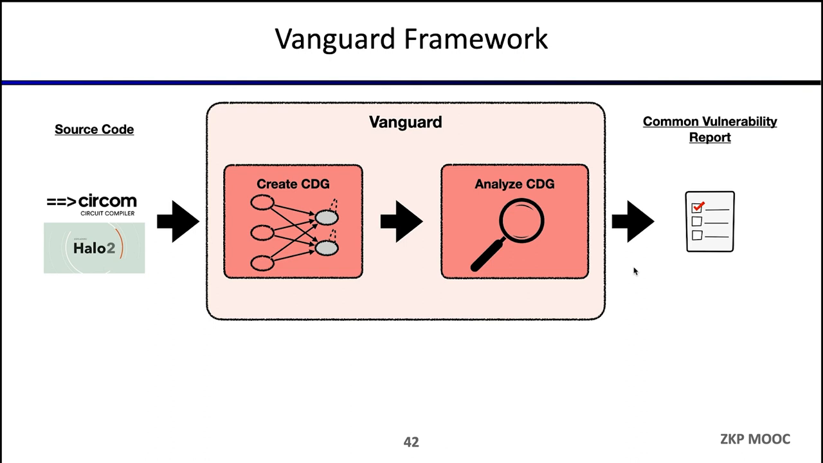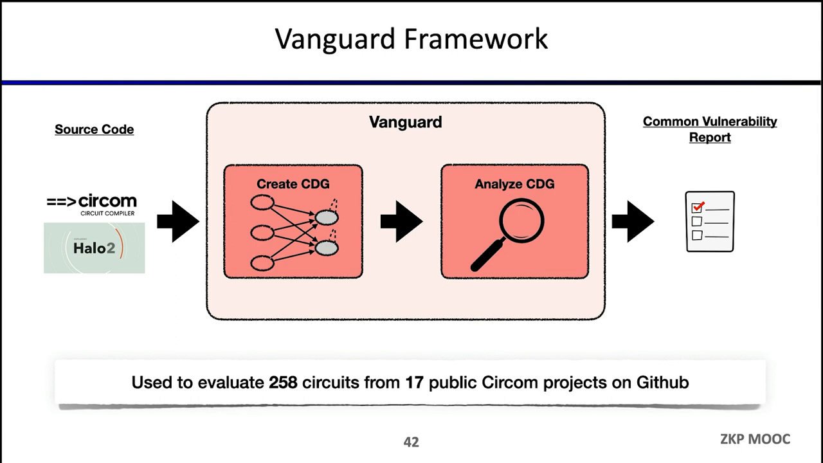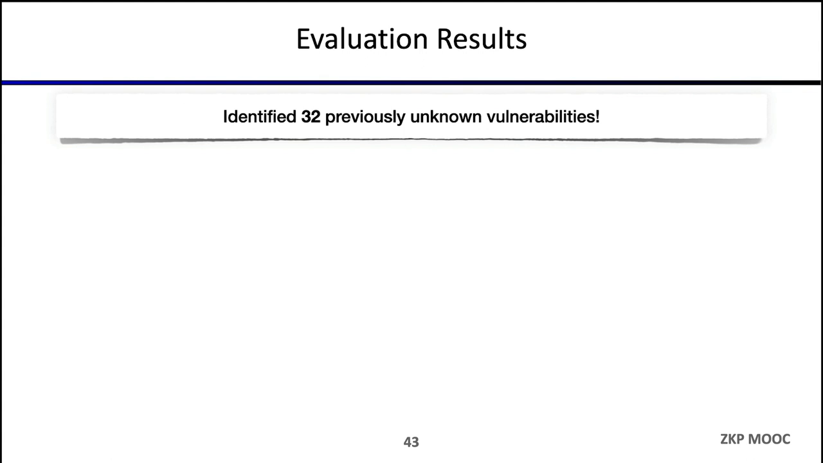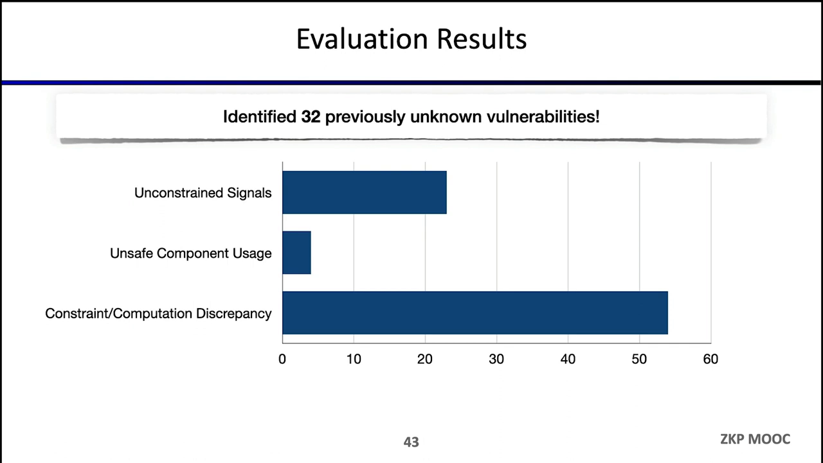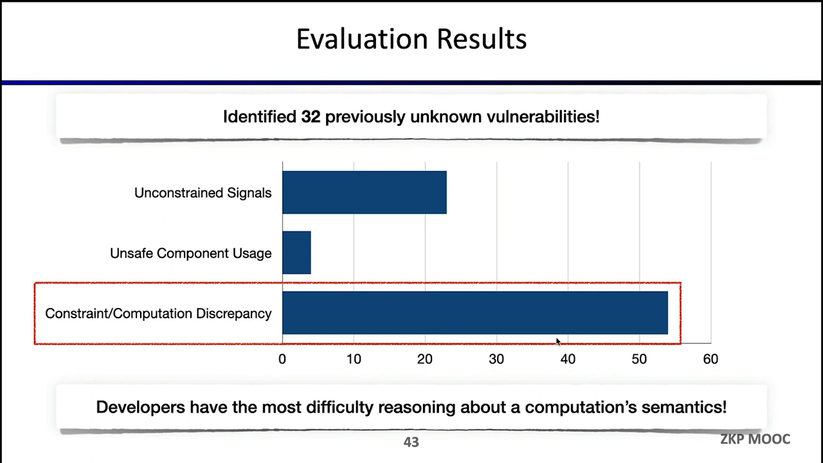To evaluate the effectiveness of this approach, we collected 258 circuits from 17 popular ZK projects on open source GitHub. The preliminary result is quite promising in the sense that the tool was able to identify a bunch of bugs. Among those bugs, it was able to identify 32 previously unknown vulnerabilities. We've reported all those bugs to the project developers, and most of them have been acknowledged. In addition to the bugs, we also use this bar chart to give some insight about the distribution of different bugs. As you can see, it is not very surprising that developers have the most difficulty in maintaining the semantic consistency between the constraint system as well as the witness computations.